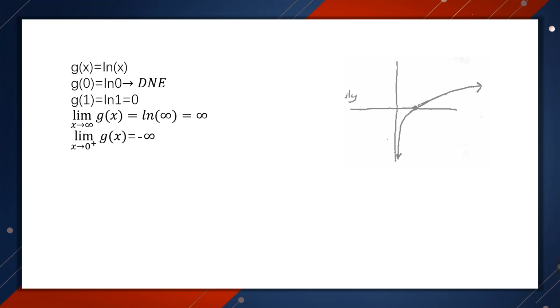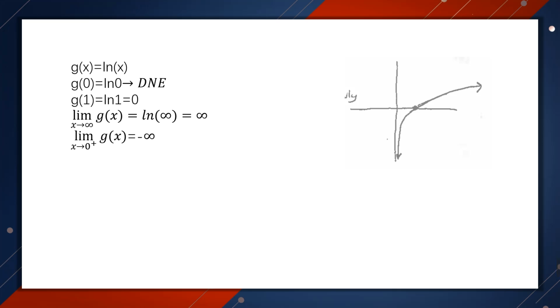And then if the function g of x equals natural log of x, similarly we first find the value when x equals 0 or 1. Clearly, g of 0 does not exist, because even though the function gradually approaches the y-axis, it still cannot intersect with the y-axis. So the natural log of 0 does not exist.